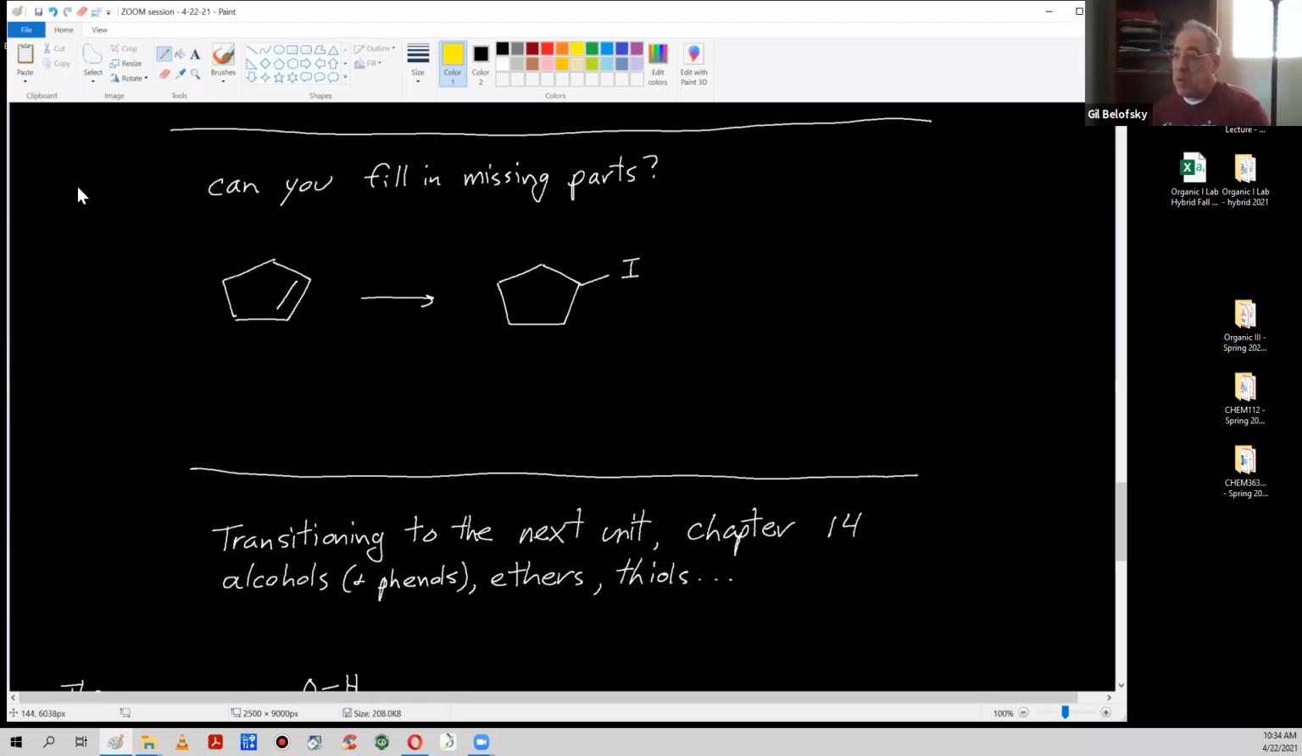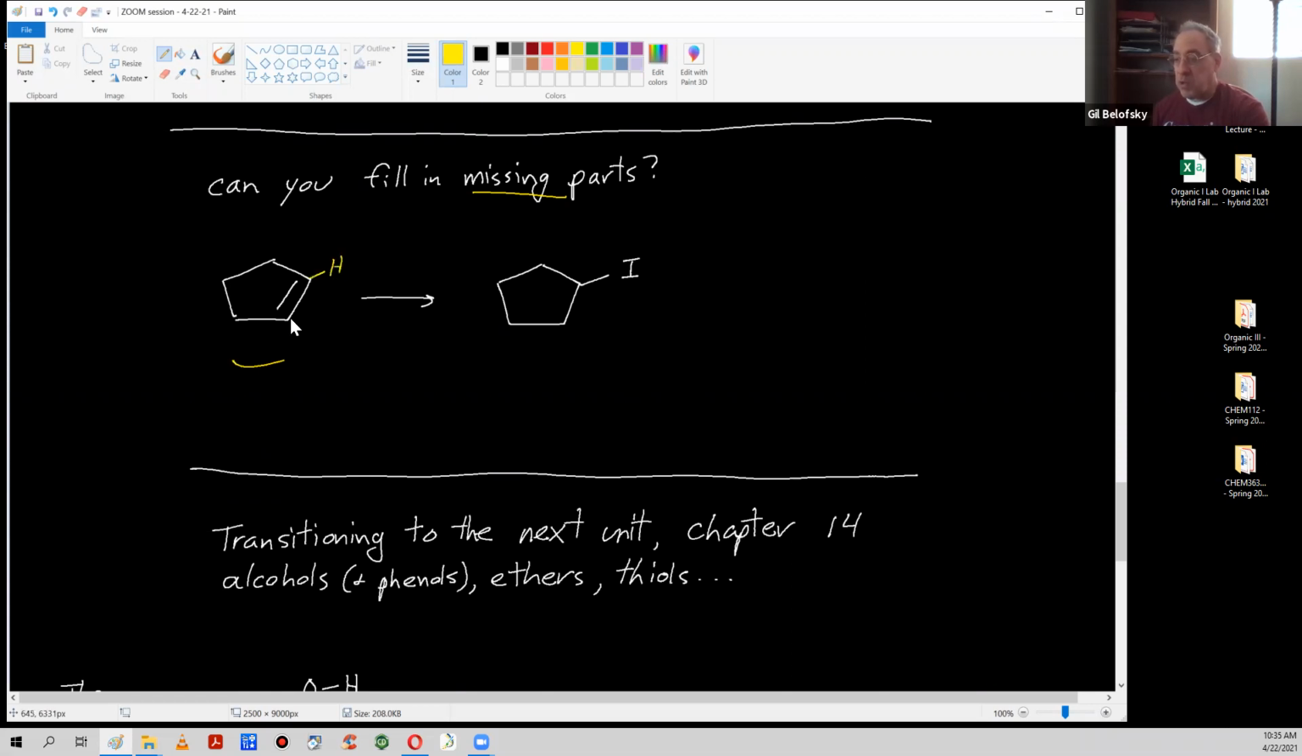So another thing about organic chemistry is that we're not always given, what do you get when you add this and this? In fact, when you think about it, the whole science of it is that we have something that we're trying to make. And really the question is, what do we make it from? What can we make it from? So can you fill in missing parts? This is a good test of understanding, right? So we know that we have an alkene here.